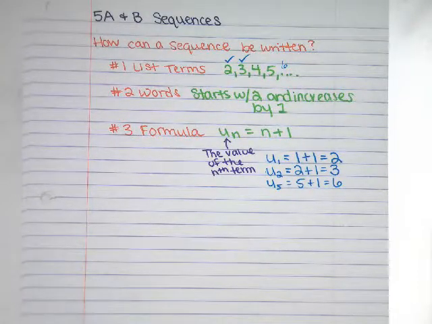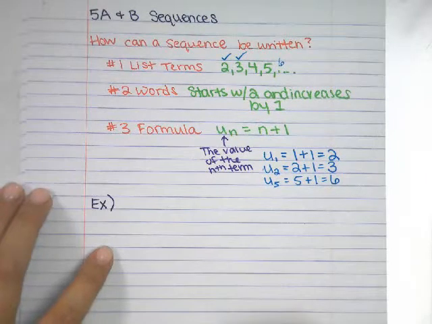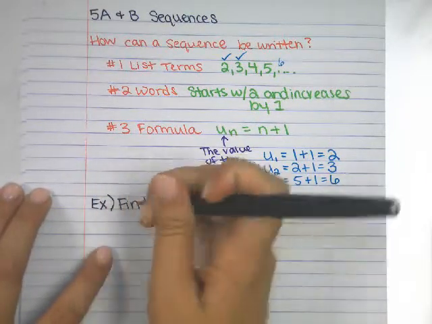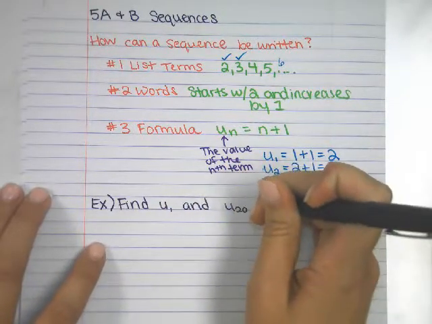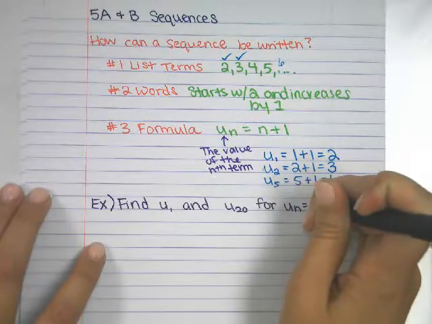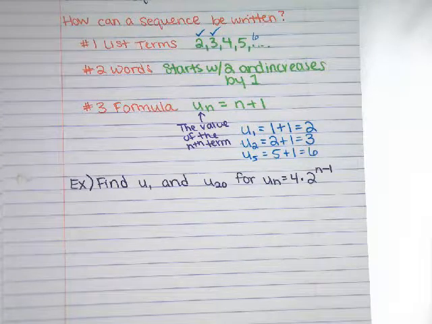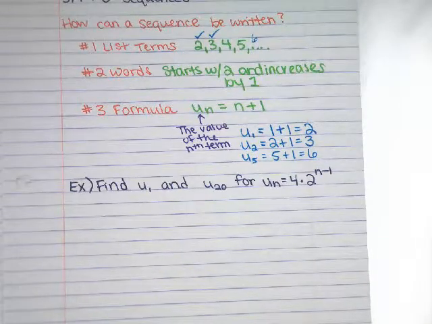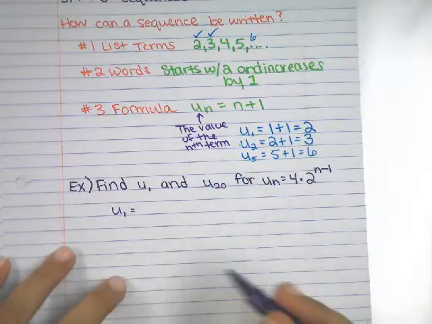All right, so let's start with, I'm going to give you a general form, and I want you to find some values. So example, find U sub 1 and U sub 20 for this sequence. So this wants us to find the first term and then also the 20th term. In order to find U sub 1, our first term, we take the 1 and we plug it in for n. That's going to generate our first term.